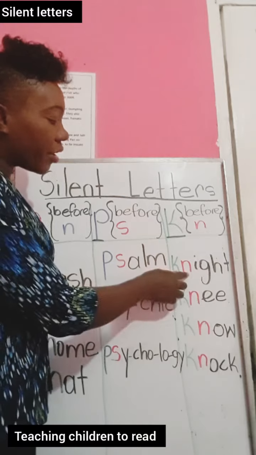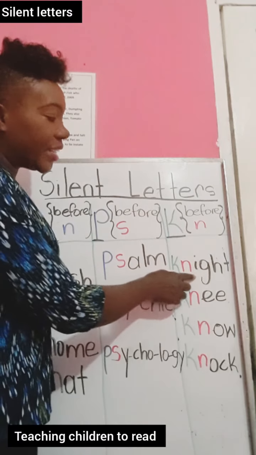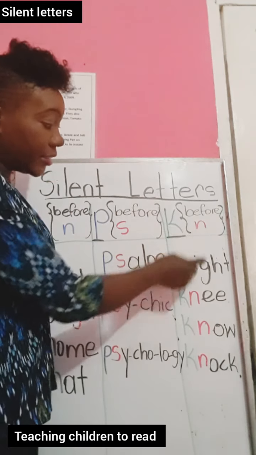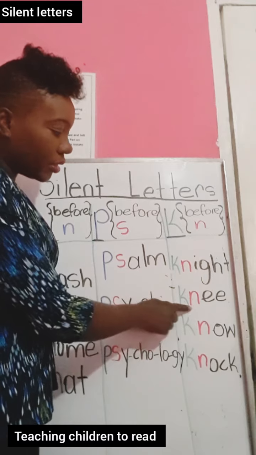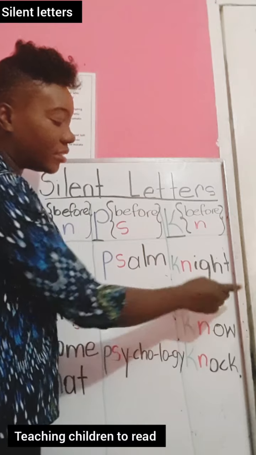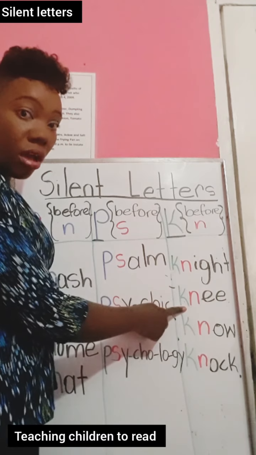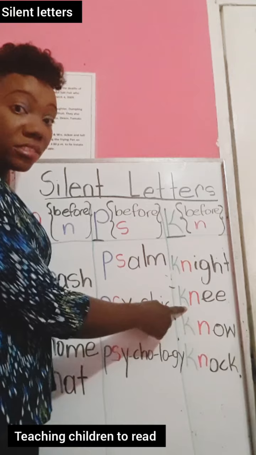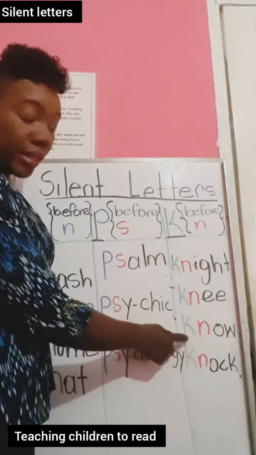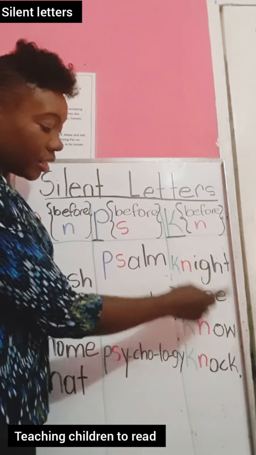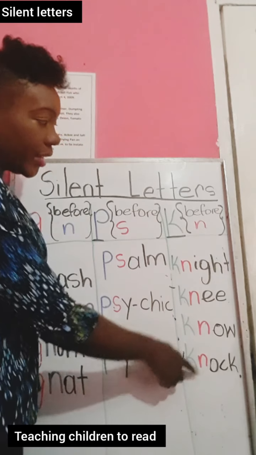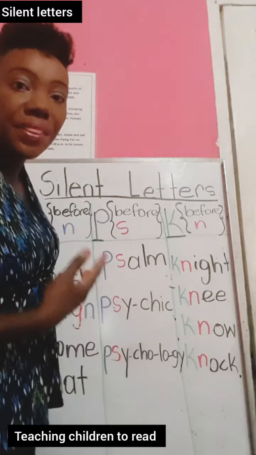So when you're calling the word, you start from the N. Night. Don't make the sound for K, because N is there. But this one, start from here. Knee. The K, sorry, does not talk. And for this one, no. K silent because N is there. And this one is knock. Again, the K is silent because the N is there.